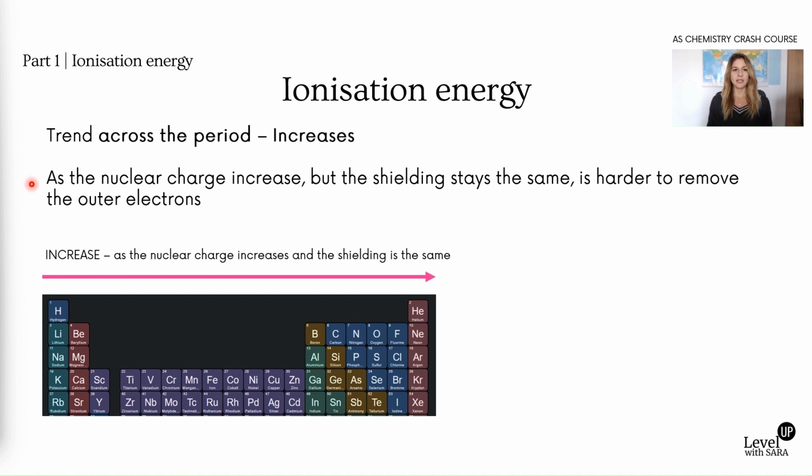Okay, let's think about why. So across the period, the nuclear charge increases, but the shielding stays the same. Okay, because electrons, remember, are added to the same outer shell. Which means that they are at the same distance from the nucleus, but there are more protons and more electrons, so there is a stronger attraction. So overall, these electrons will be closer to the nucleus. Which means that as we go across the period, the general trend is that the ionization energy increases.